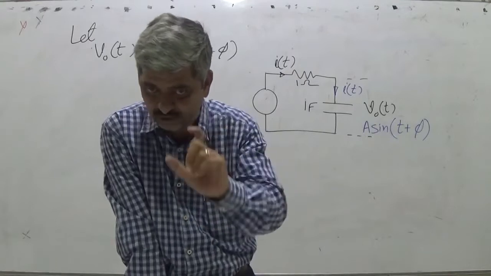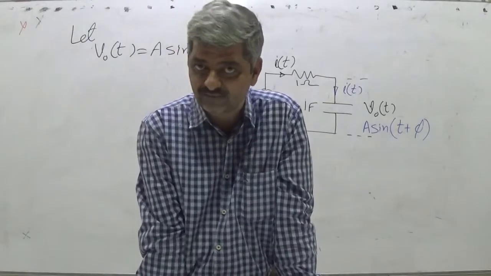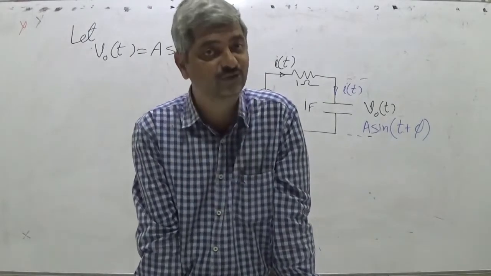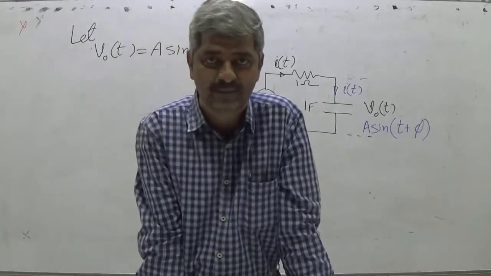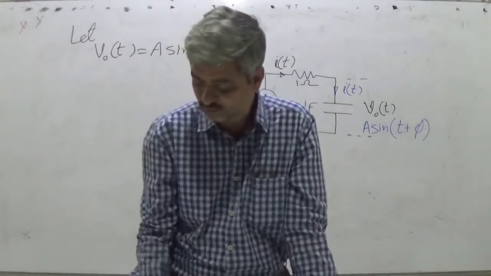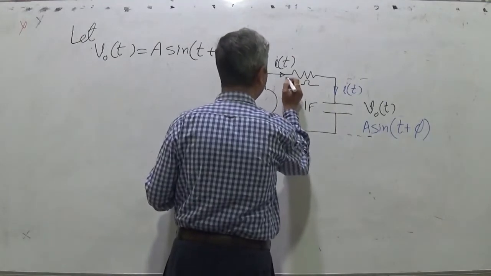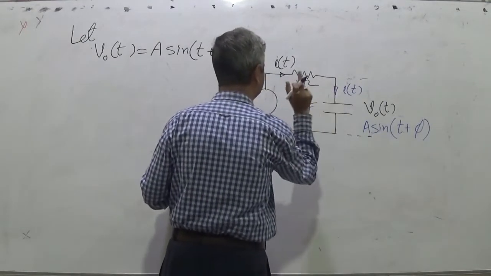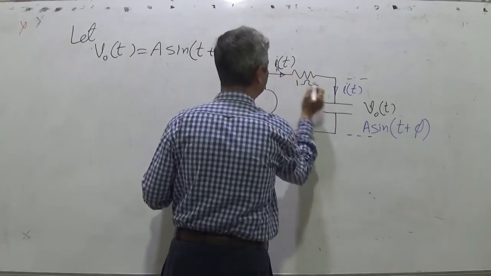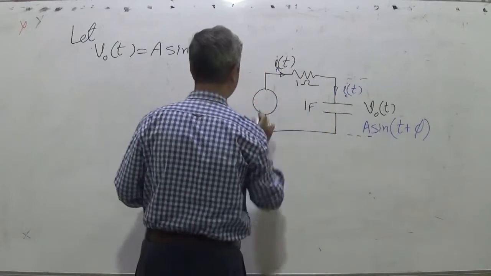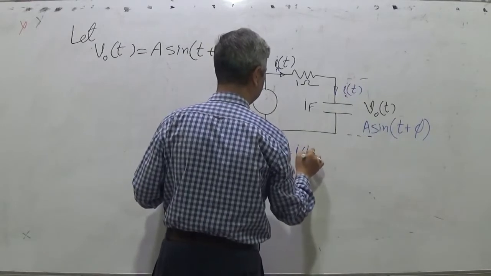But the same current i(t) I can find by two methods. When I know the voltage across the resistor, I know the current through the resistor is the voltage across the resistor upon the resistance. And when I know the voltage across the capacitor, I have a very clear logic that the current through the capacitor is the derivative of the voltage. So I can call this i_R(t) and this i_C(t), and since it is a series circuit, i_R(t) is equal to i_C(t), which is equal to i(t).